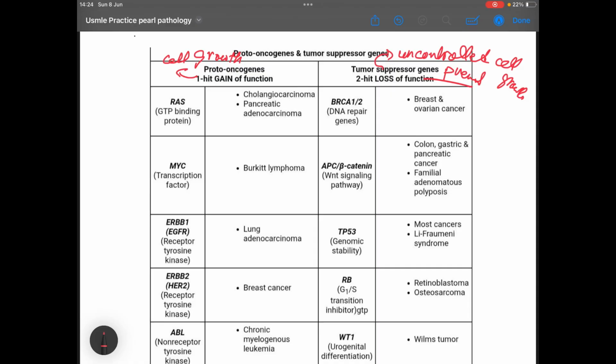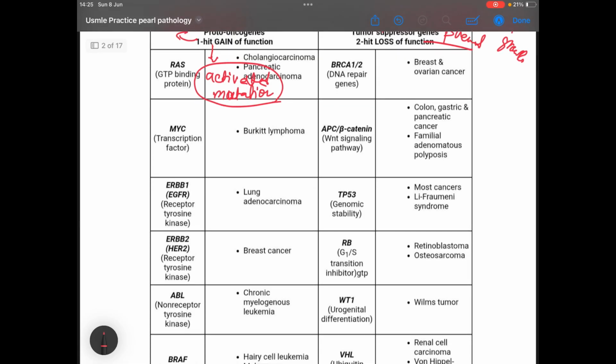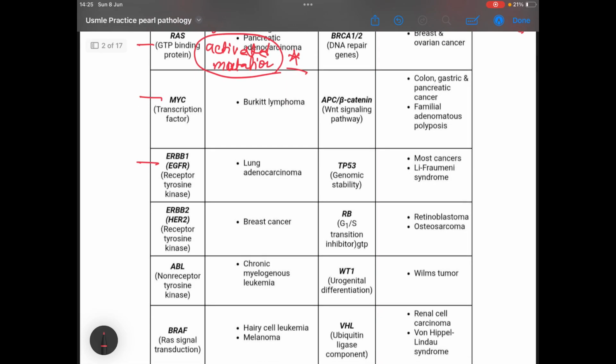I want to share one thing. Whenever an examiner gives you a clinical scenario and mentions an active mutation or activated mutation that is causing a disease or a cancer, then the responsible gene will be a proto-oncogene, such as MYC, ERBB1, ERBB2, ABL, and BRAF.